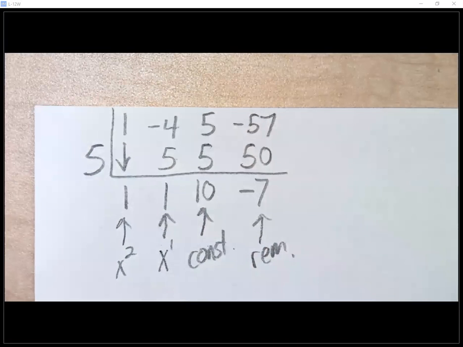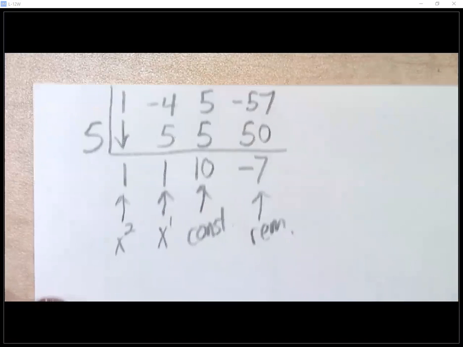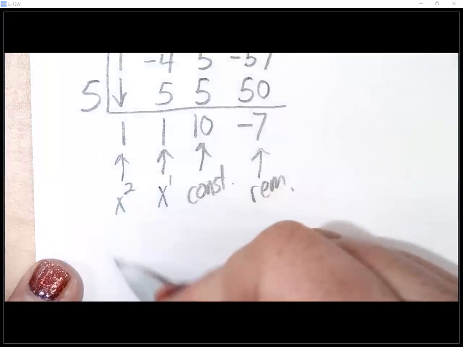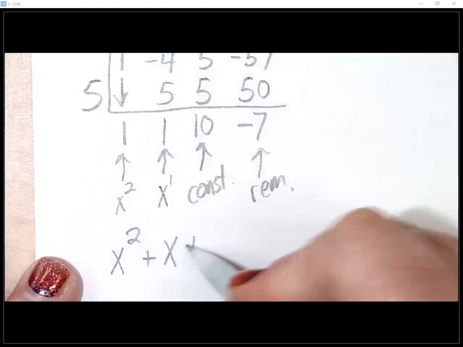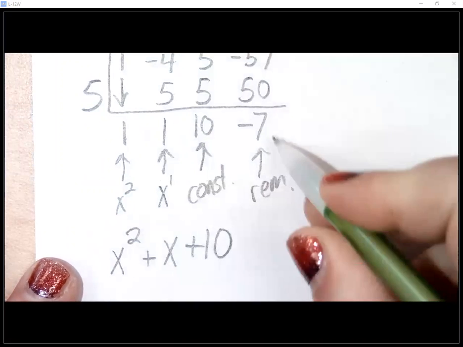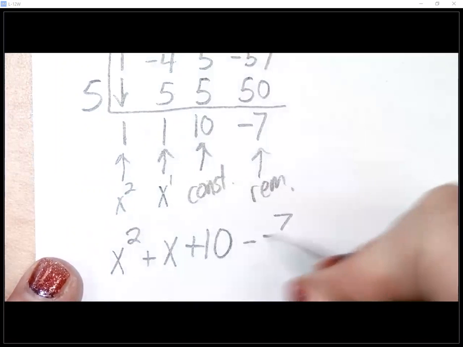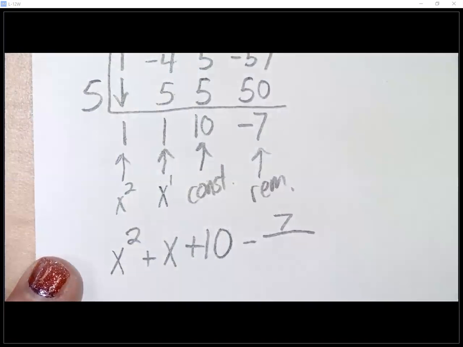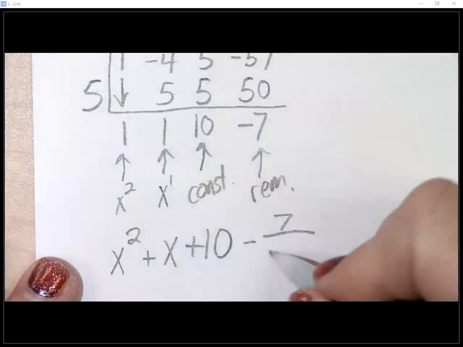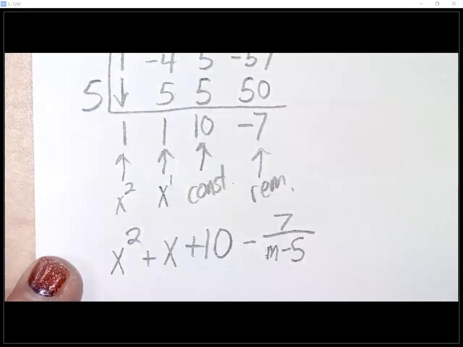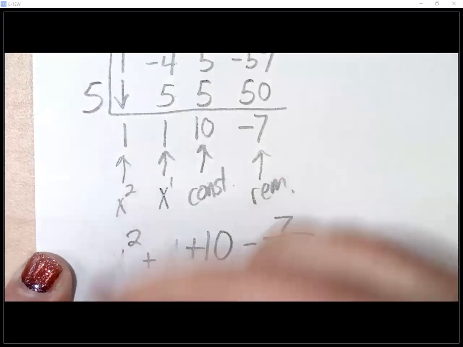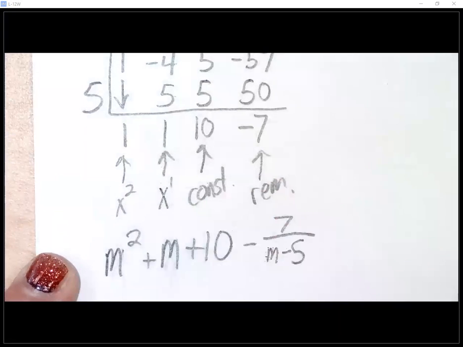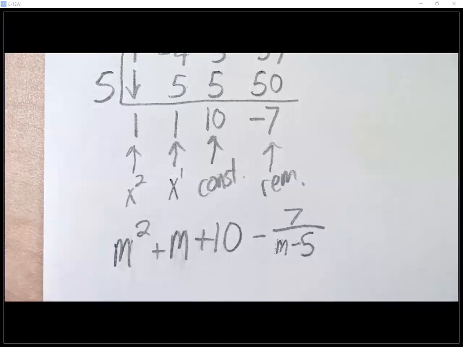So when I rewrite my answer, all nice and neat, it's just 1x squared, or x squared, plus 1x to the first, or just x. My constant is 10, and then my remainder, since it's negative, I'll do -7 over whatever I was originally dividing by, which was m minus 5. Oh, and I always mix up the variables. These should all be m's, not x's. Ugh, but you know what I mean. I always mess up the variables. And they change it from x. There we go.